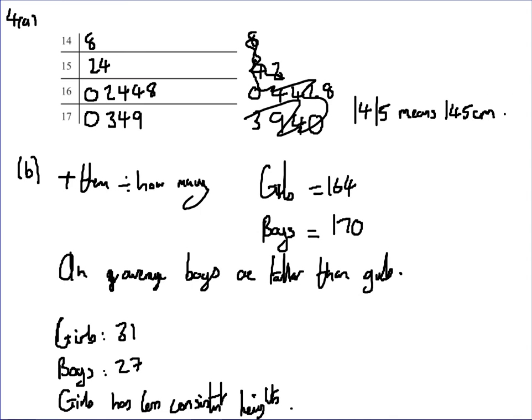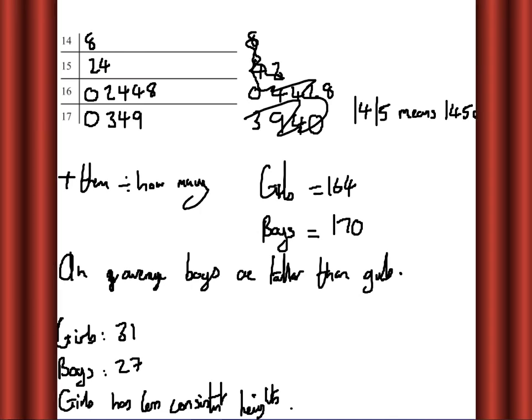That's question 4 now. On to 5. So we've got Denzel here. He's got his 4-sided spinner. The sides of the spinner numbered 1, 2, 3 and 4.